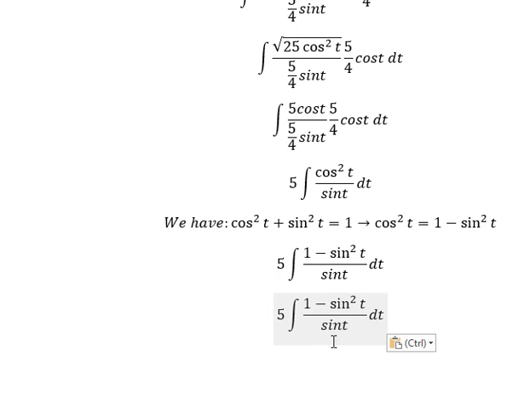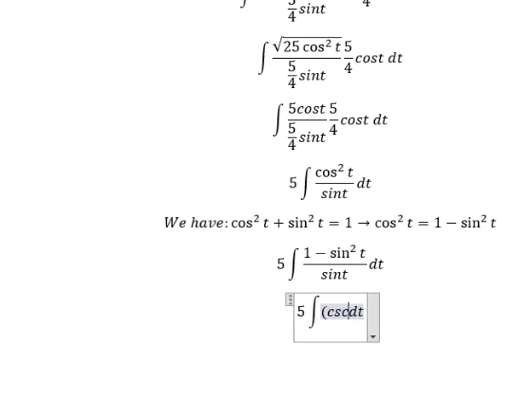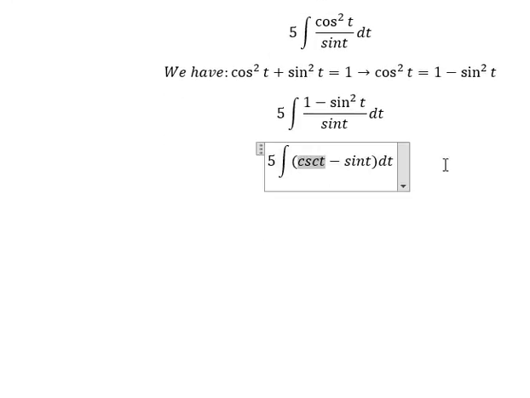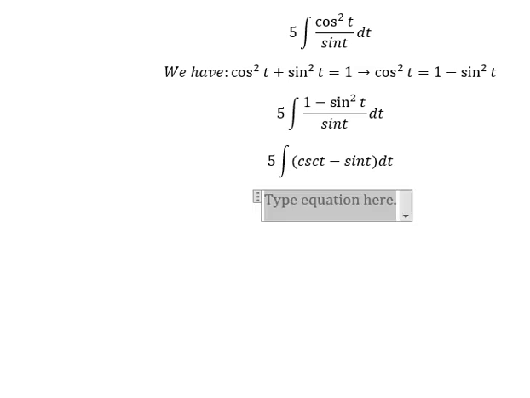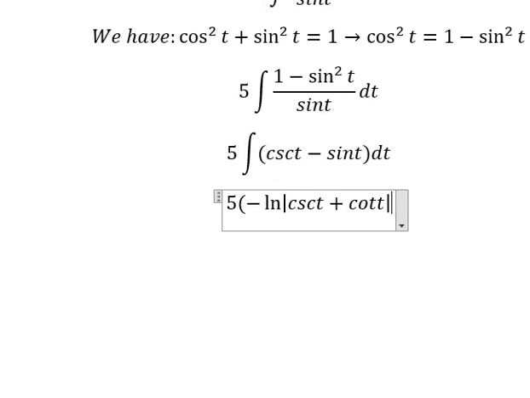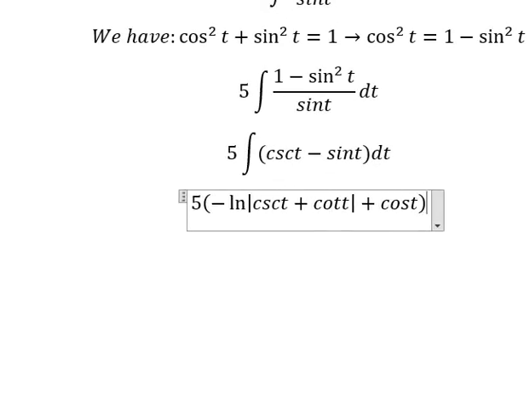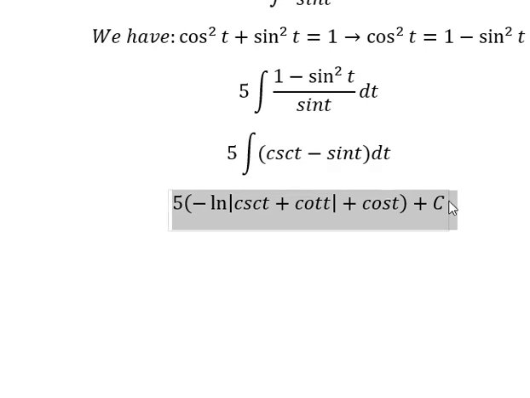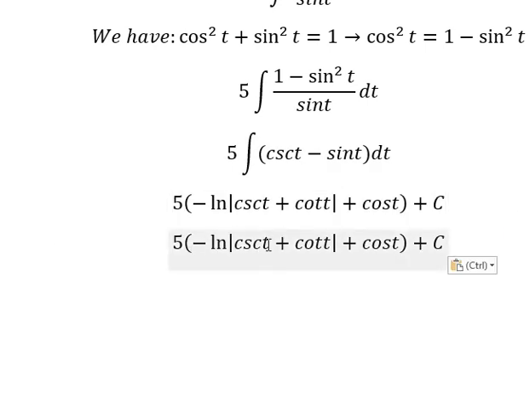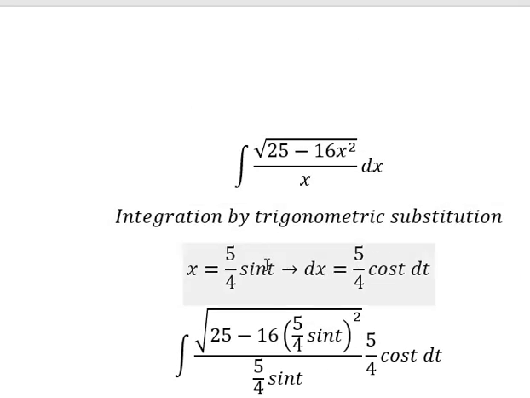1 divided by sine t, we have cosecant of t. This one we have sine t. The integration of this one, we have negative ln of the absolute value of cosecant of t plus cotangent t. The integration of sine t, we will have positive cosine t in here. So about t, that is about this one.